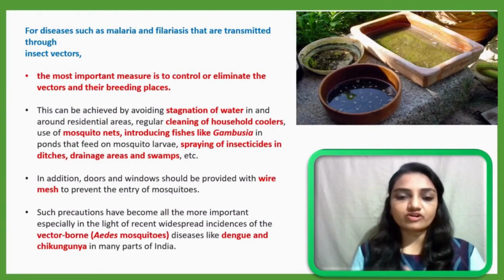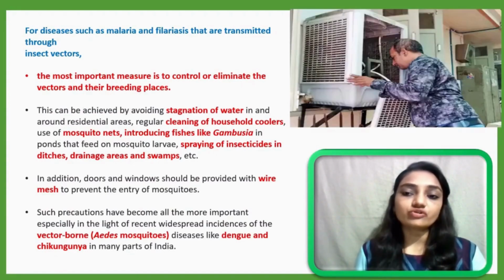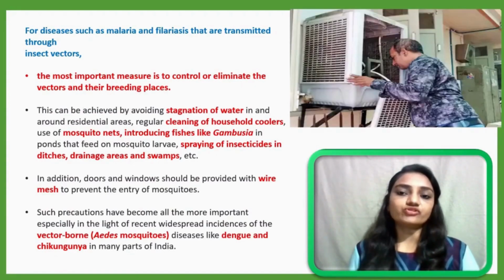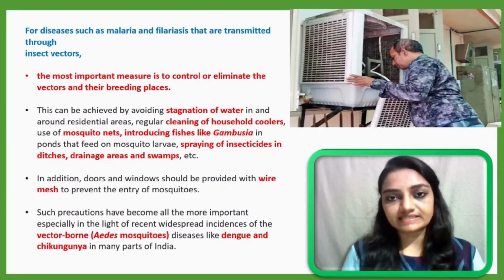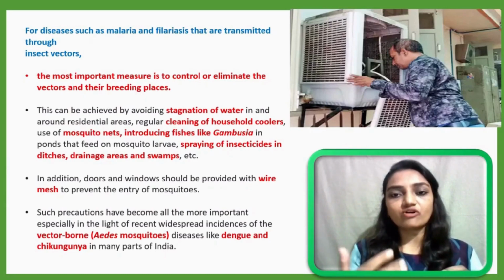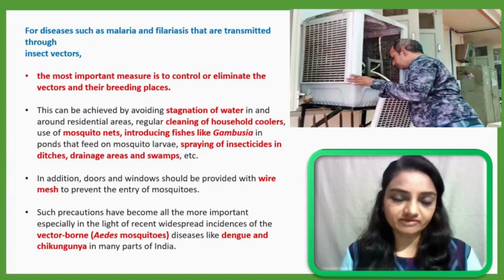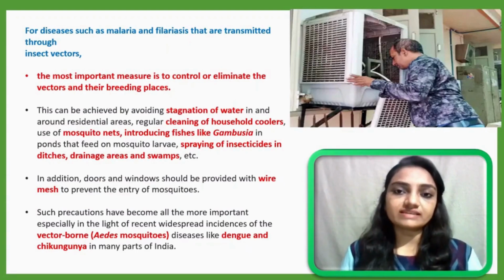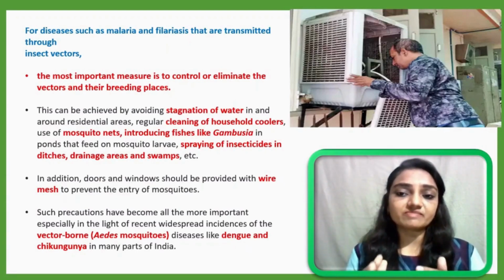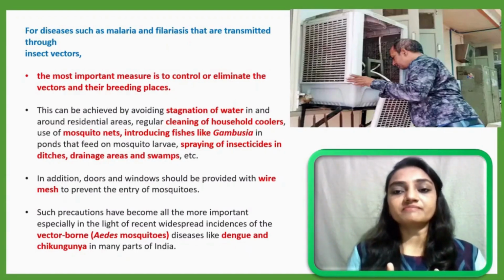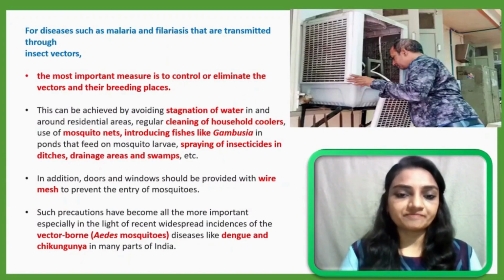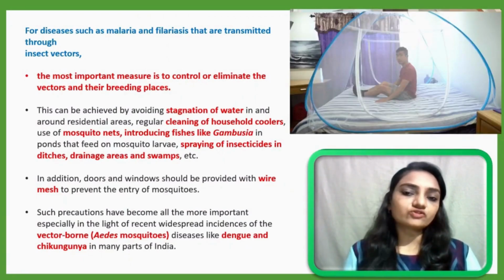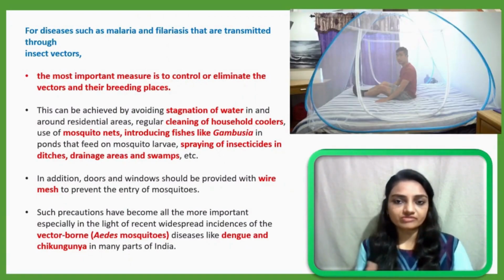So we have to avoid such stagnant water, and sometimes clean household coolers, because coolers are also a very important means of spreading disease. Especially the eggs of the mosquito can develop in air coolers, and that's why precautions must be taken, and we have to clean the coolers frequently. Mosquito nets are also important. They can protect ourselves from the mosquito.